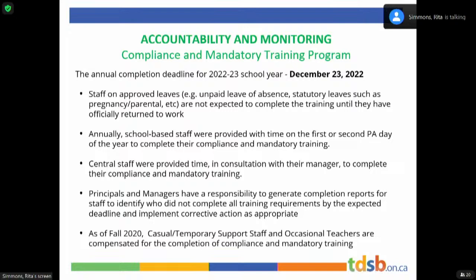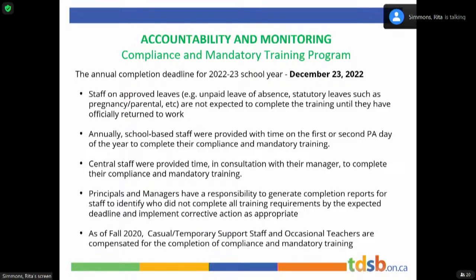So in terms of our accountability and monitoring on an annual basis, we set a completion date last year, December 23rd, 2022. We acknowledge that staff who are on approved leaves or unpaid absences are not expected to complete training until they've officially returned to work. And you'll see that's reflected in the numbers, because the numbers are not reflecting staff who are on leave. Annually, school-based staff are provided time to complete the training, be it the first or second PA day of the year, to complete their compliance or mandatory training.